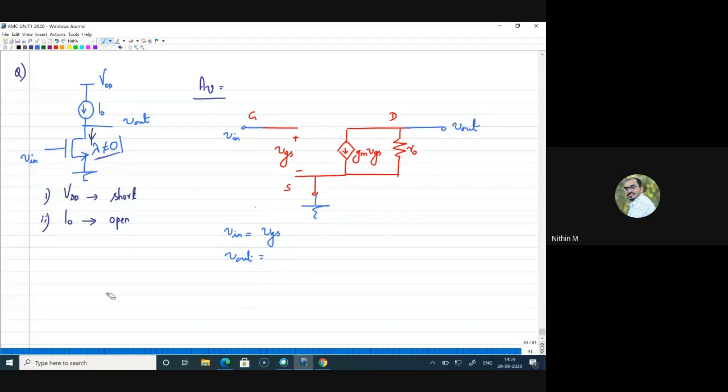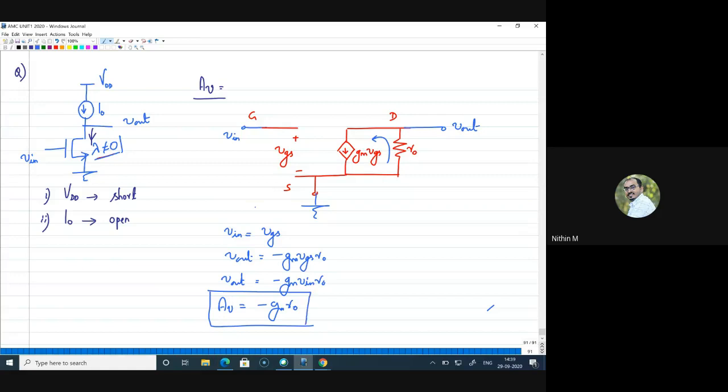So now V out is the drop across R naught, but the current is actually flowing in this direction. I can say it is minus GM VGS into R naught, or I can write V out as minus GM V in into R naught, or your voltage gain AV can be written as minus GM into R naught. This is the voltage gain of the circuit. This is minus GM into R naught. Is this clear?